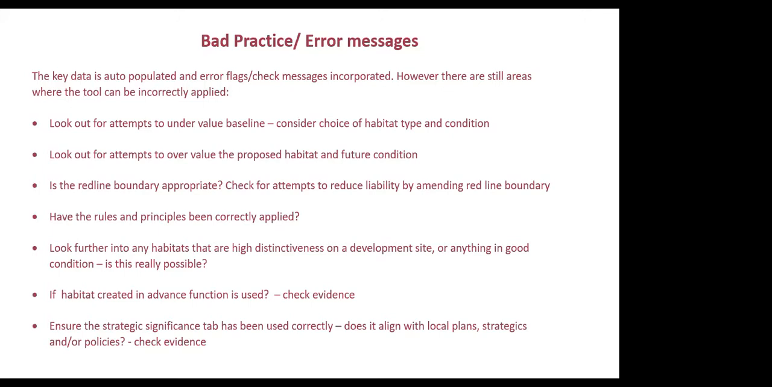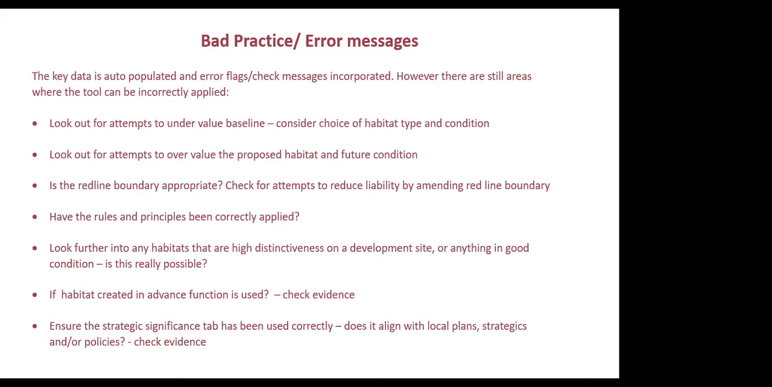And so there's a few things that you need to look out for when you're assessing metric calculations, particularly things like attempts to undervalue the baseline habitat or overvalue the proposed future habitat. Look out for calculations that are making the situation seem very, very rosy when there might not be the opportunities on site to do that, or the ecological parameters might prevent that from happening. So again, just things to be aware of.